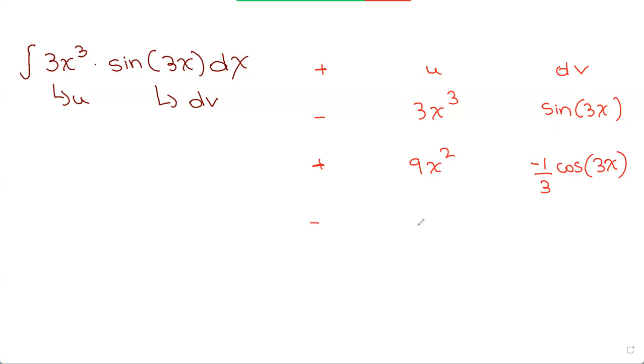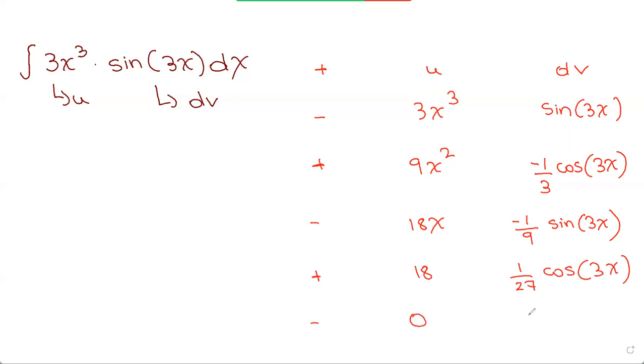Then negative 18x, negative 1 over 9 sine 3x, plus 18, 1 over 27 cosine 3x, and finally 0 and 1 over 81 sine 3x.